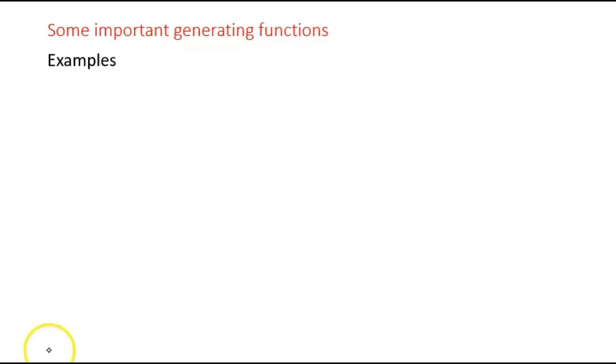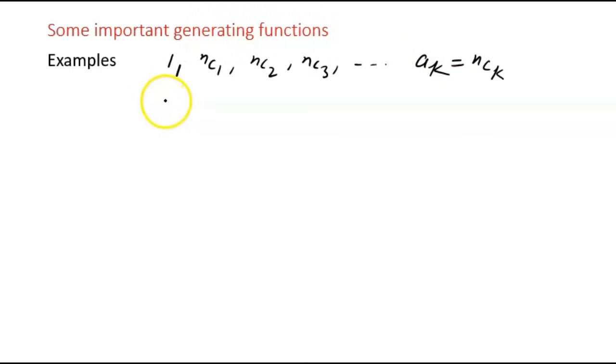Now I am going to talk about some important kinds of generating functions, and knowing these generating functions helps you in solving a lot of interesting problems. So the first generating function that I want to talk about is how to generate a sequence. Suppose I write a sequence 1, nC1, nC2, nC3 and so on, whose general term a_k is equal to nCk. So basically, if I write the generating function corresponding to this, G(x) is equal to, I will write what?